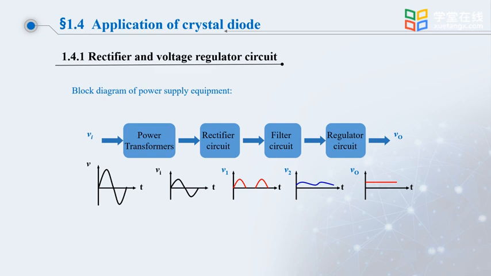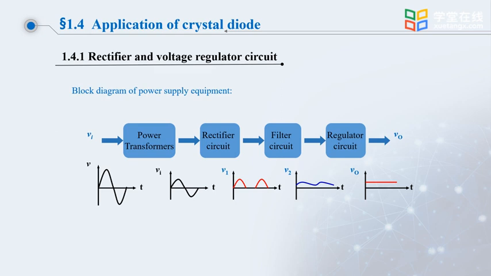First, let's look at rectifying and voltage stabilizing circuits. Rectifying and voltage stabilizing circuits are essential circuits in power supply equipment. The main function of the power supply is to convert the AC voltage provided by the power grid, 220 volts with a frequency of 50 Hz, into a stable DC voltage for output. So in the process, it needs several functional circuits.